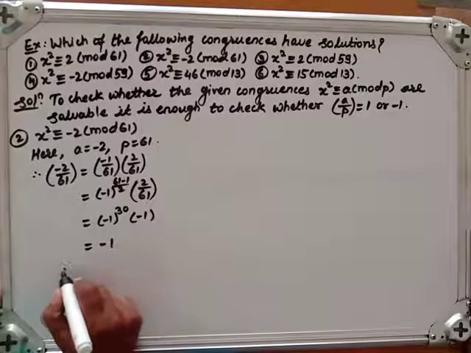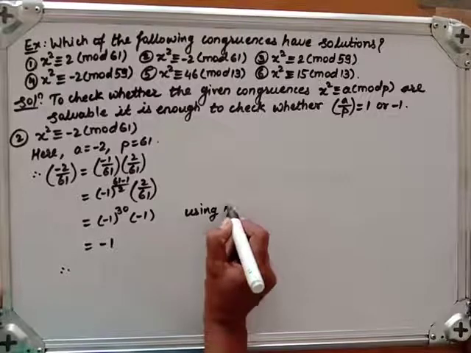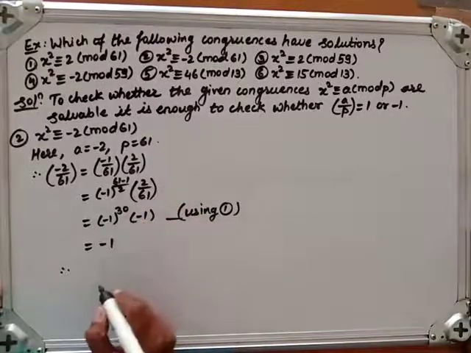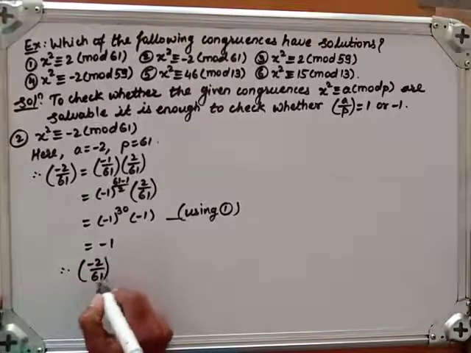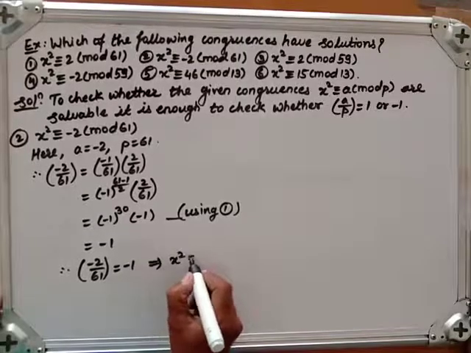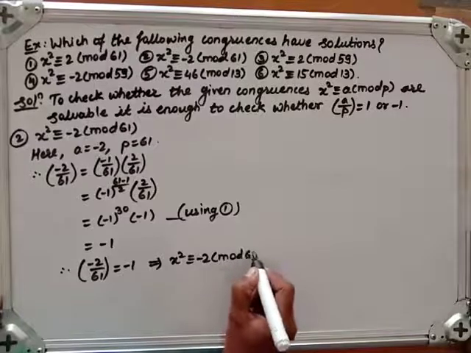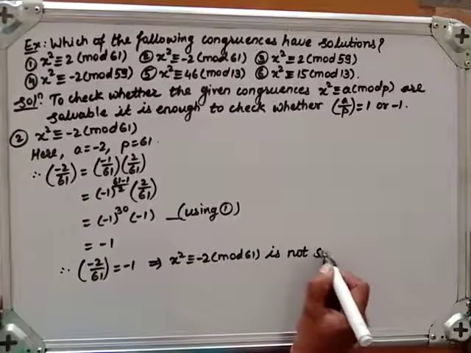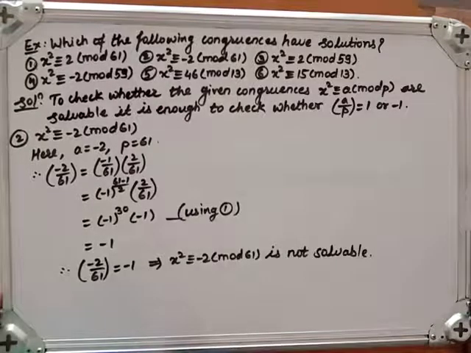In that one we have seen this value is -1. Therefore, what can we say? The Legendre symbol of -2 over 61 is equal to -1. That means x squared congruent to -2 modulo 61 is not solvable, or it doesn't have a solution.